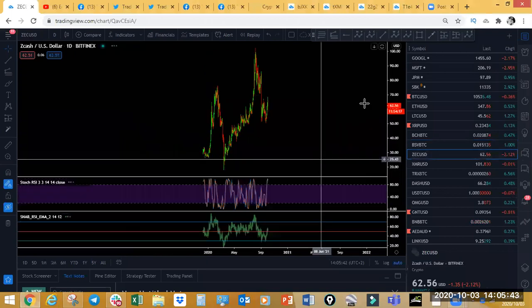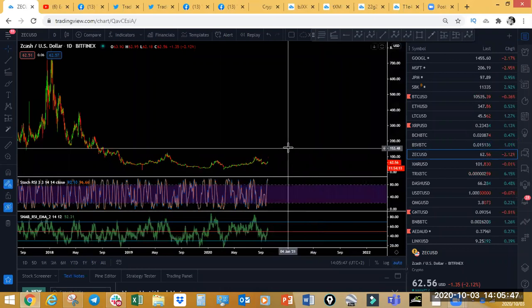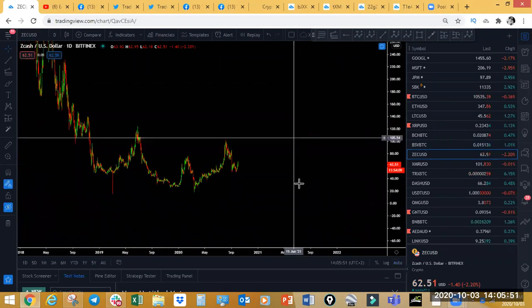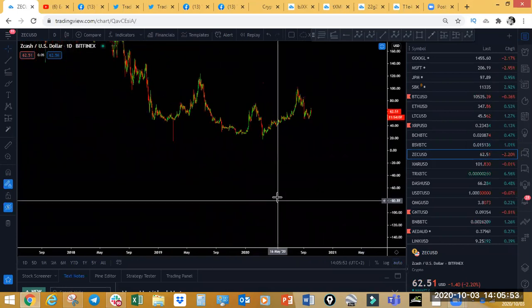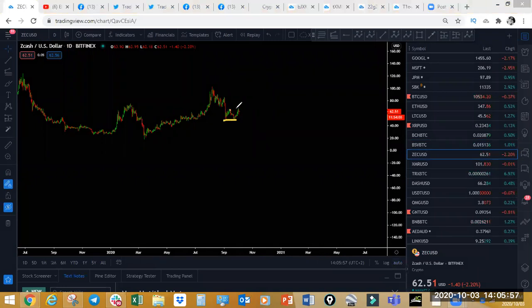Zcash. Let's have a look here at Zcash. Let's look at the latest move here. Let's get this one out here. Zcash, continuation to the downside. We're gonna see this one play out. Flat correction here. You've got 1, you've got 2, you've got 3. So you've got 1, 2, 3 eventually. So you're looking for downside on Zcash.